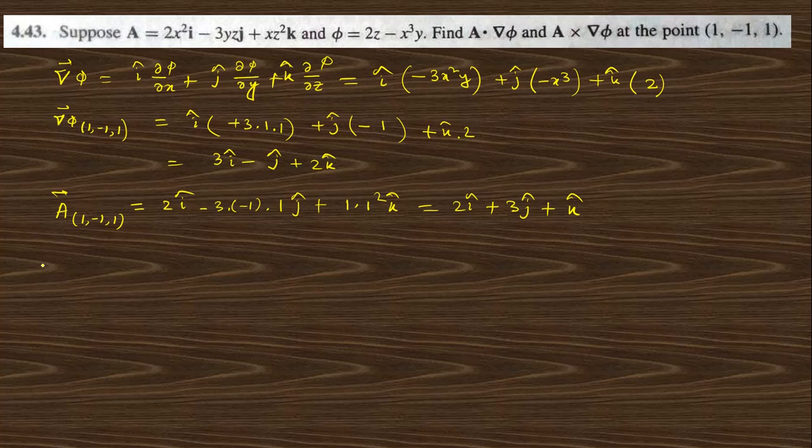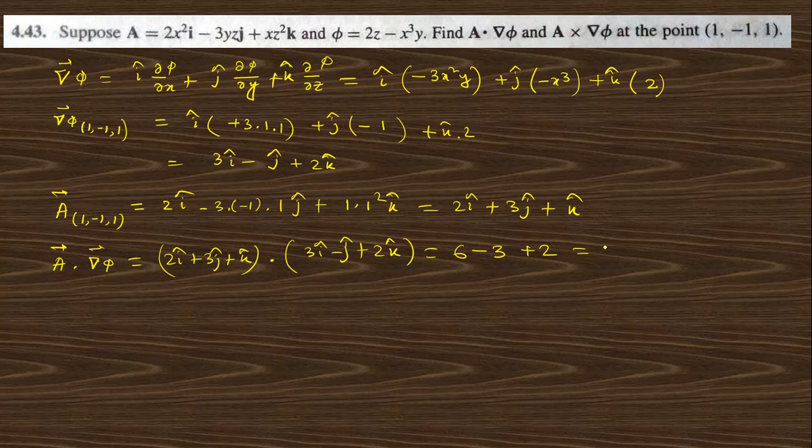Now we need to find the A vector dot grad phi. A vector is 2 i cap plus 3 j cap plus k cap, dot grad phi, which is 3 i cap minus j cap plus 2 k cap. You know the dot product: ii is 1, so this is 6, jj is 1, that is minus 3, kk is 1, that is plus 2.